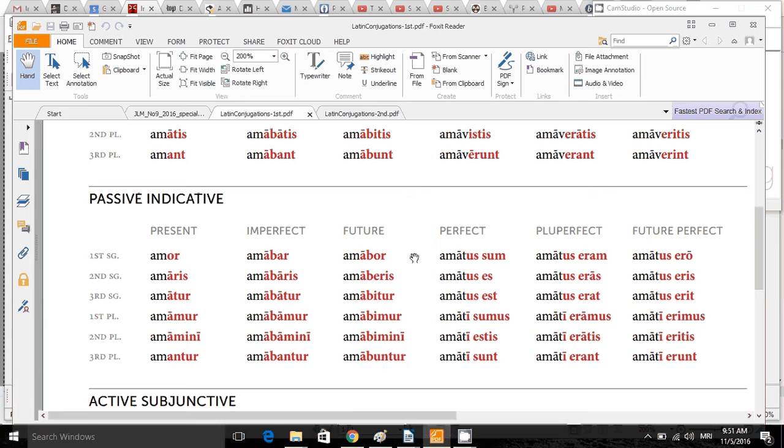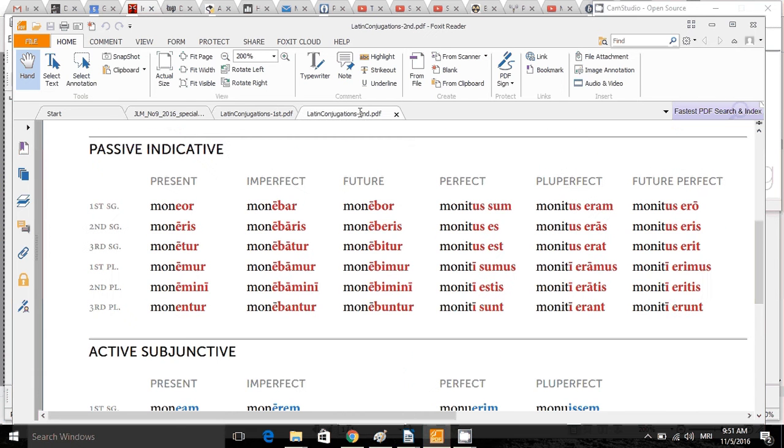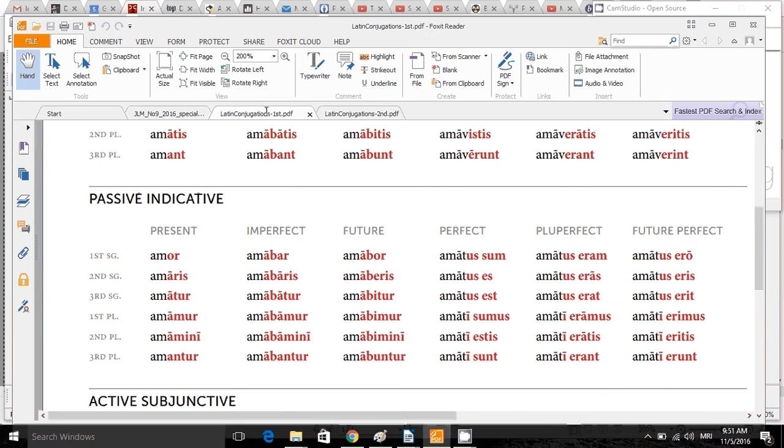Future, again, very similar: amabor, amaberis, amabitur, amabimur, amabimini, amabuntur. These you need to memorize with the whole ending, because look, it goes O, E, I, U. So I just memorized the whole thing: bor, beris, bitur, bimur, bimini, buntur. And then it's the same for moneo: monebor, moneberis, monebitur, monebimur, monebimini, monebuntur. So those are the endings today. Obviously, these are all on pages 146 and 147. Those are the endings we need to learn this week.